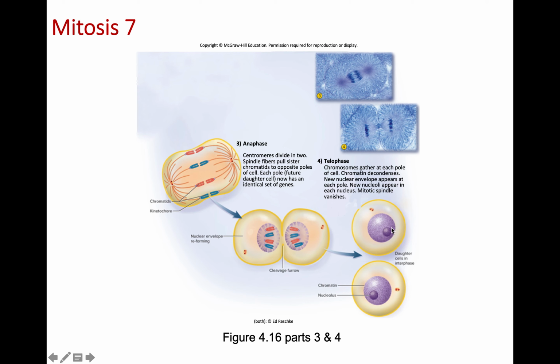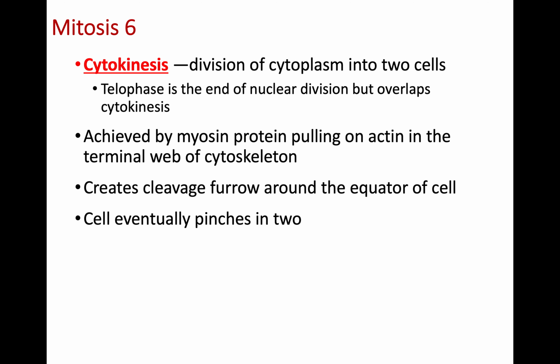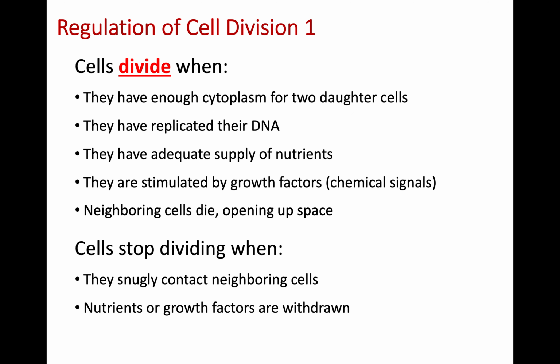And let's be pragmatic here. We started off with a parent cell that had two copies of the genome. It was diploid. And we ended up with two daughter cells that each individually had two copies of the genome. They are each individually diploid. So the two daughter cells are going to be genetically identical to the one parent cell. And that is the cell cycle.